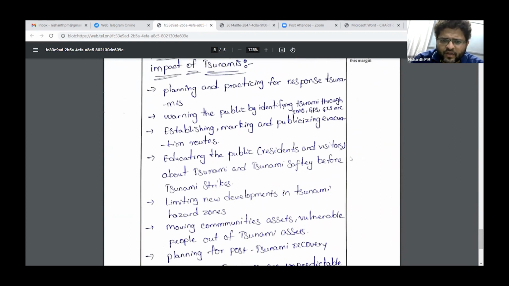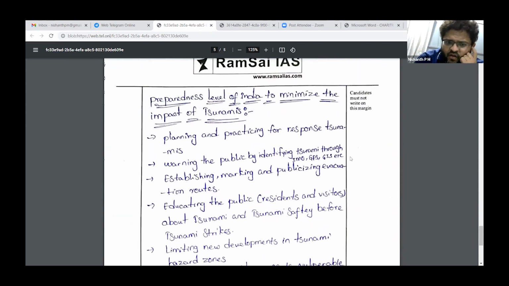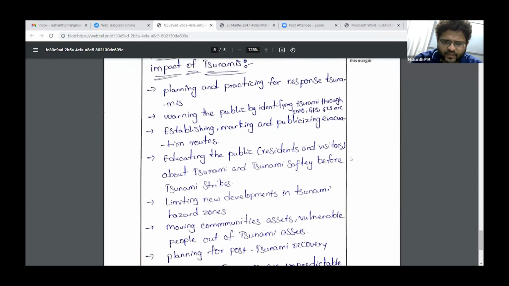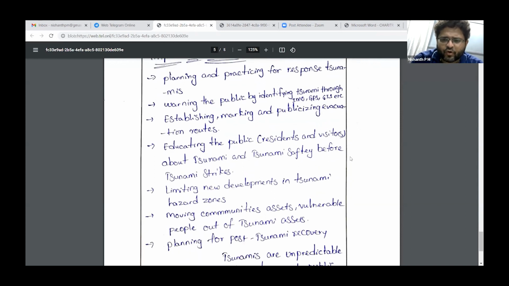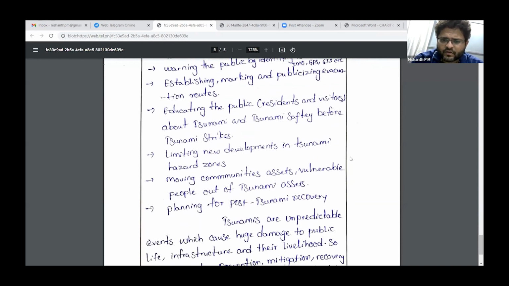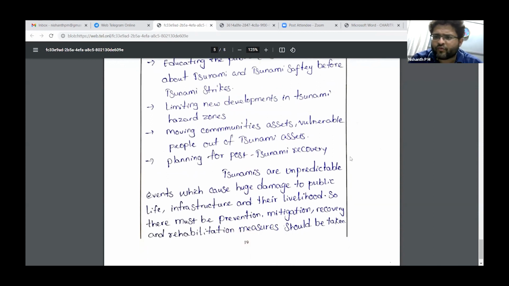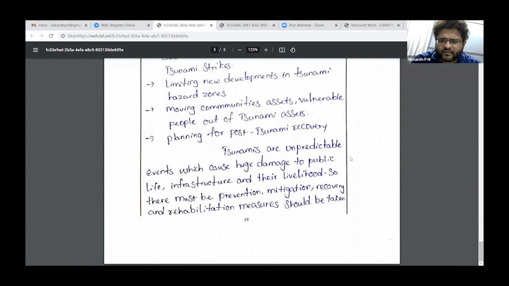You have to write about the bodies which are actually tracking tsunami under the INCOIS, that you have to write, and the international protocol, the Indian Coast Guard role, the role of local administration. Okay, Soumya.